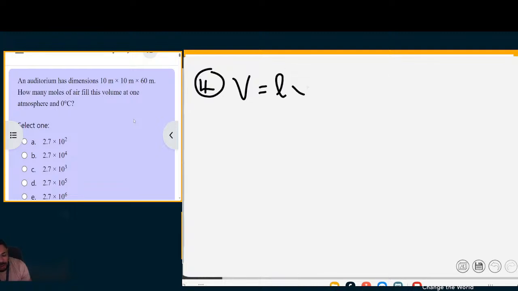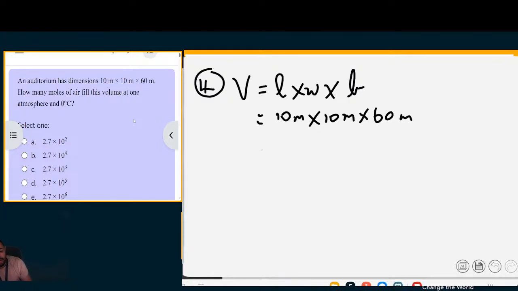So it'll be length times width times breadth. Ugly B, that's an L, that's a B. So it will be 10 by 10 by 60. So that's 100 square meters, and there is 6,000 cubic meters. If I'm not mistaken, 6,000 cubic meters.